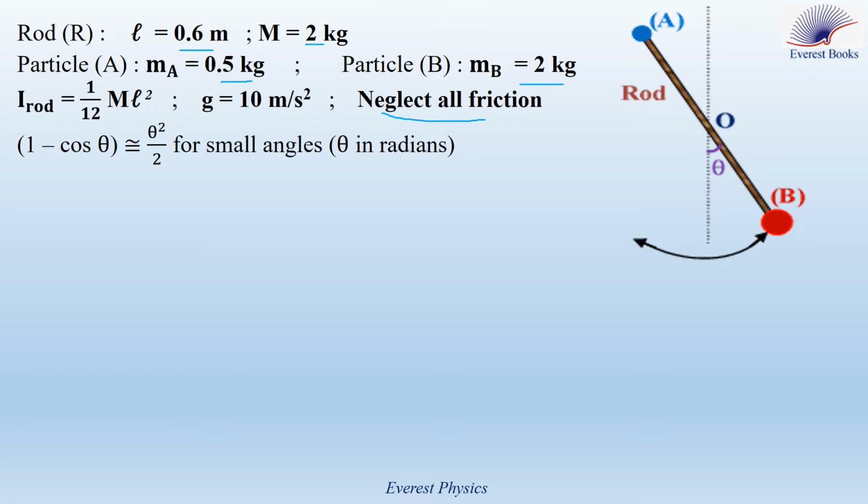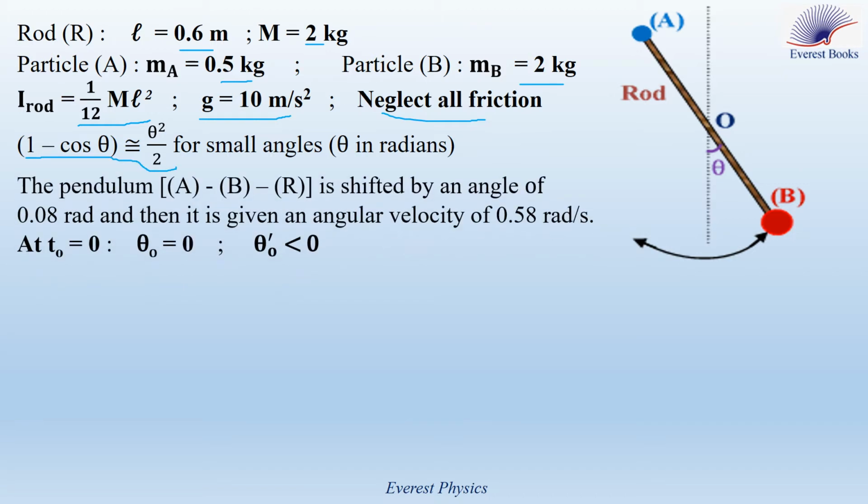The moment of inertia of the rod about the axis of rotation delta is ml squared over 12. We take the gravitational acceleration as 10 meters per second squared. For small angles in radians, we will use this approximation: 1 minus cosine theta is approximately equal to theta squared over 2.